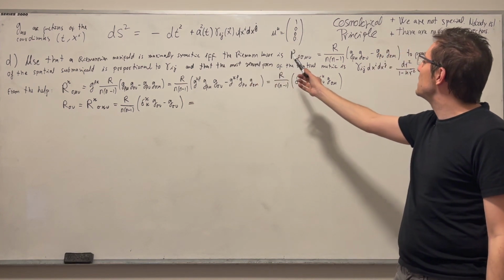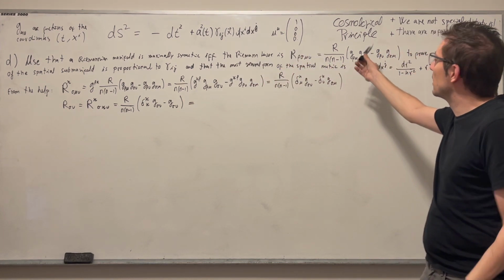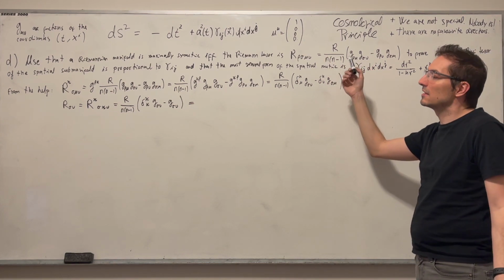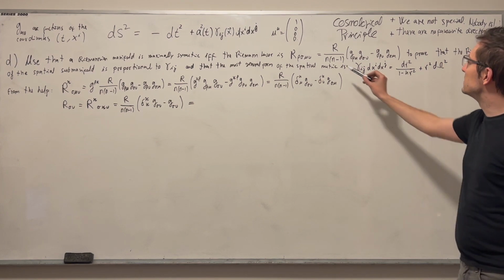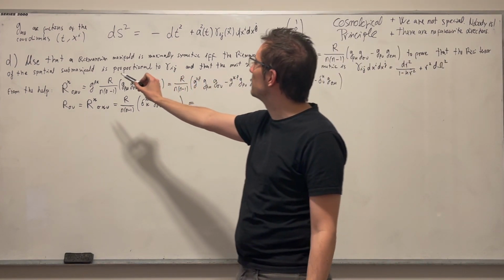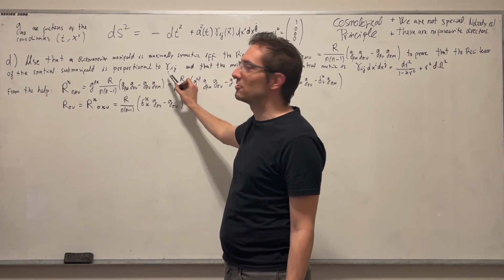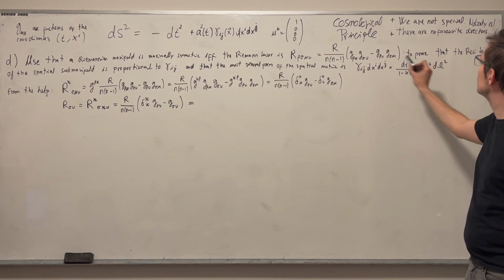A maximally symmetric manifold has this Riemann tensor, and also, if a manifold has this Riemann tensor, then it's maximally symmetric. That's what I'm giving you as help. N is the dimension of the manifold. Then use that to prove that the Ricci tensor of the spatial submanifold is proportional to the metric, and that the most general form of the spatial metric is this one.